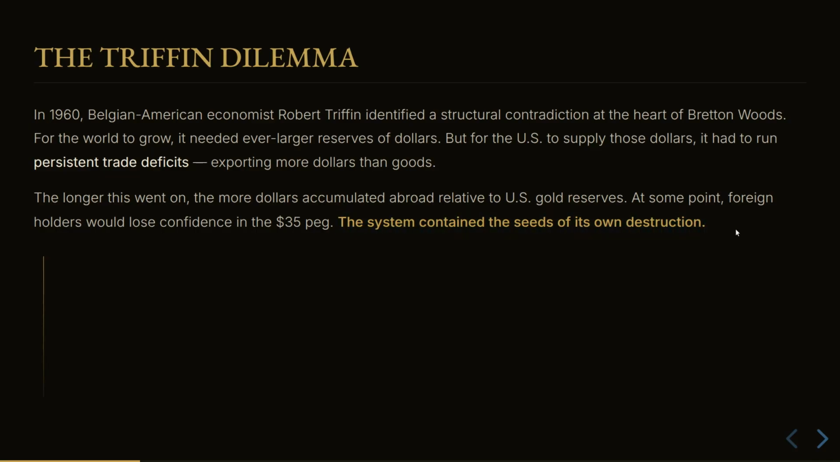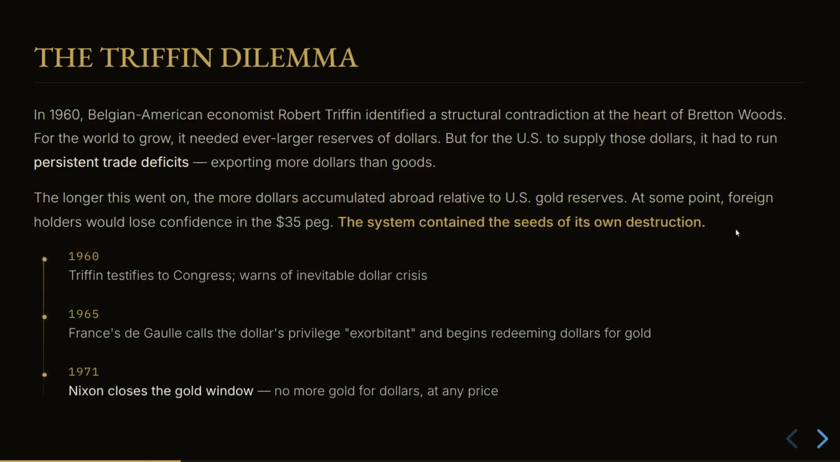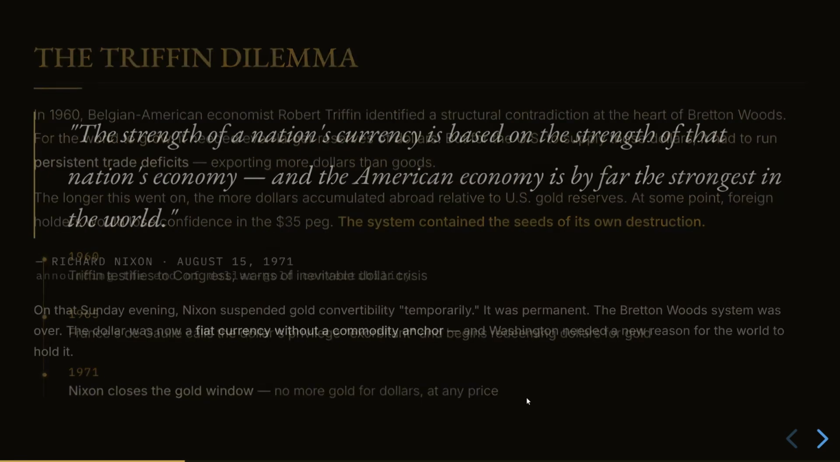Right? You can agree or disagree with this. This is something that was being said. So, 1960, Triffin testifies to Congress, warns of the inevitable dollar crisis. 1965, Charles de Gaulle, very famous French president, calls the dollar's privilege exorbitant and begins redeeming dollars for gold. Right? That's obviously a problem. In 1971, Nixon closes the gold window. No more gold for dollars at any price. So that's the end.